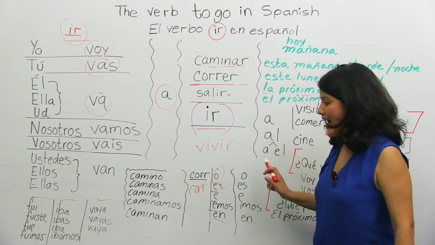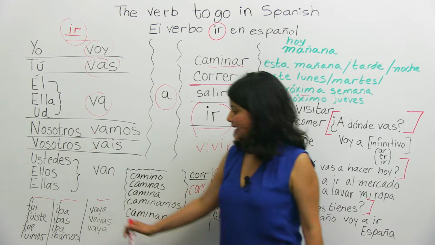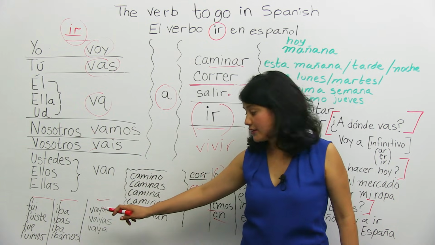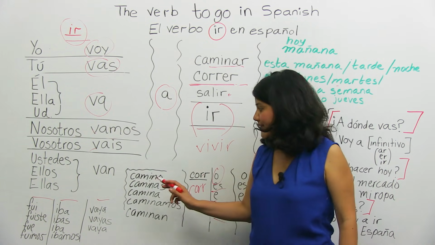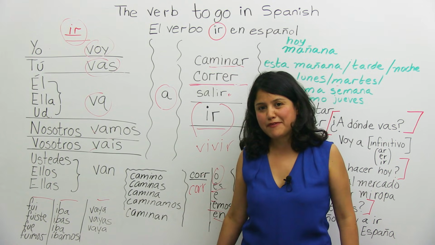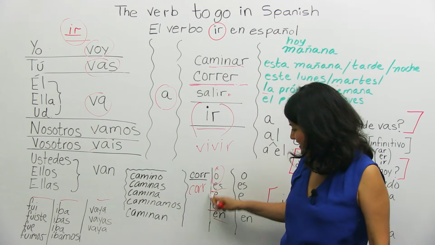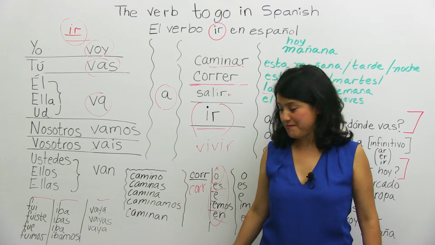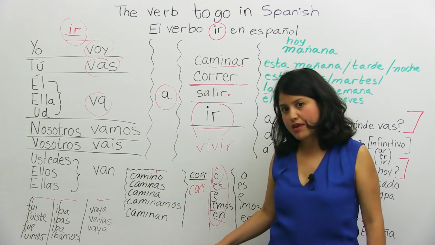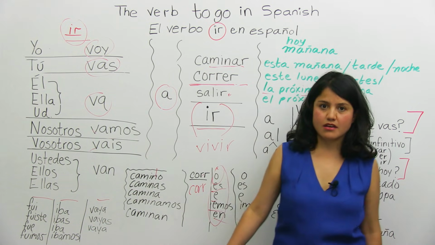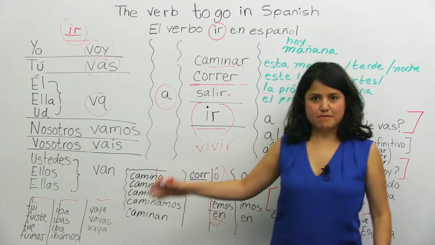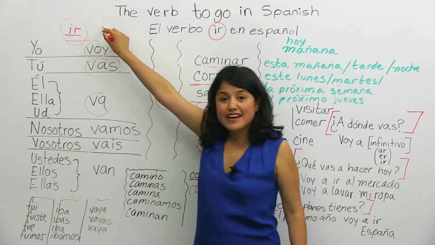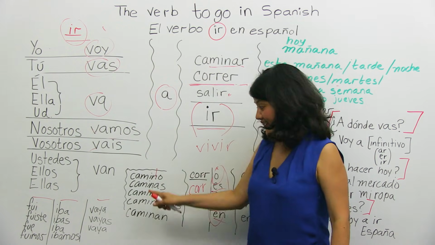Now with these verbs, what happens? When they go to these tenses, preterite, imperfect, and the subjunctive, they are going to be almost the same. Just the ending is going to change, but the root is going to be the same. Camin, camin, cor, cor, in all tenses. That's why this verb is irregular, and these are not.